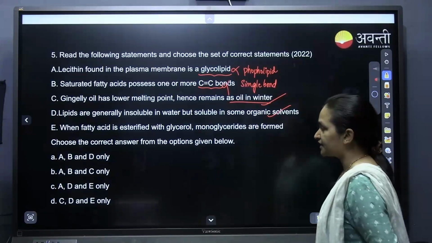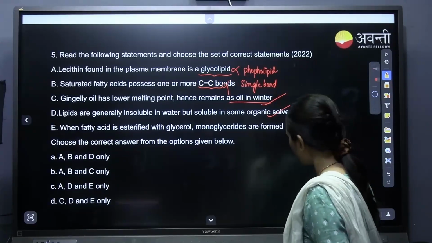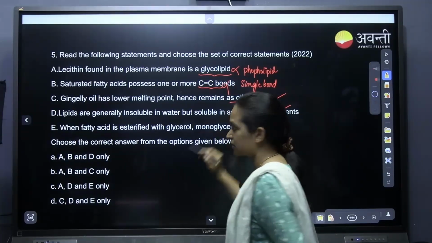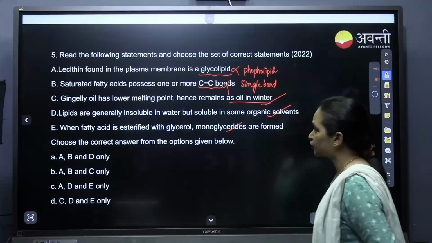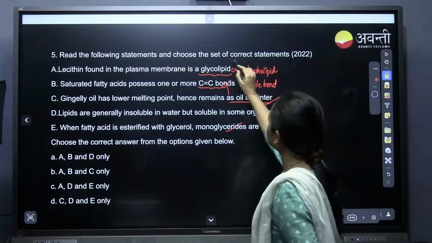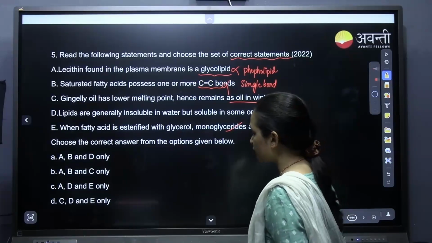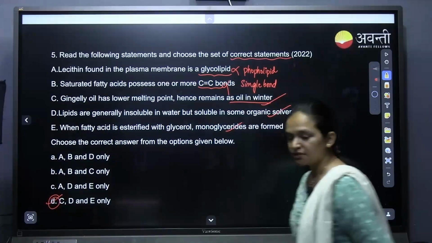When a fatty acid is esterified with glycerol, monoglycerides are formed. Yes, it can be monoglycerides, diglycerides, triglycerides, anything can form. This statement is also correct. We need to find the set of correct statements here, which is C, D and E. D for Delhi, is a correct statement.